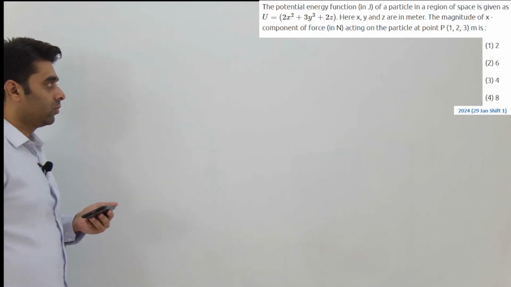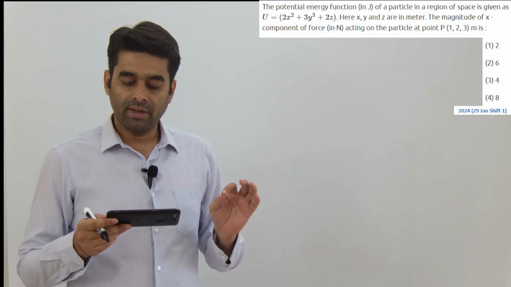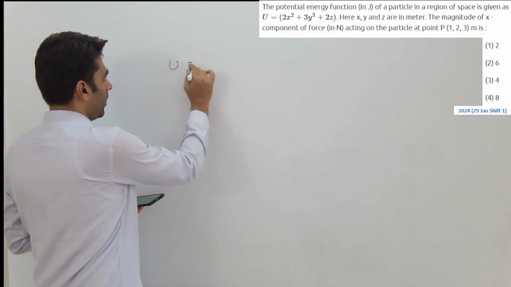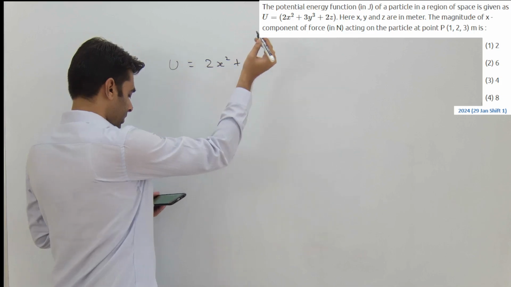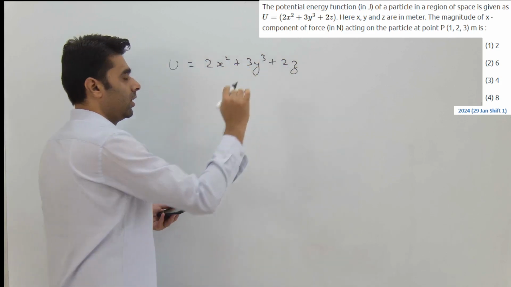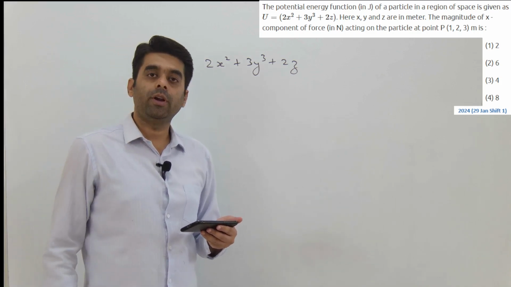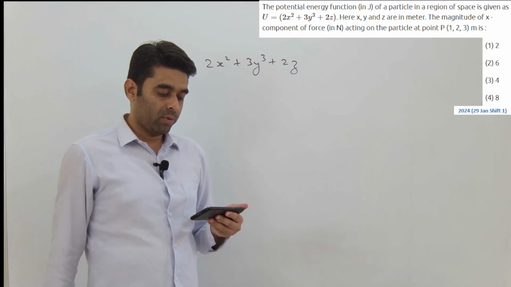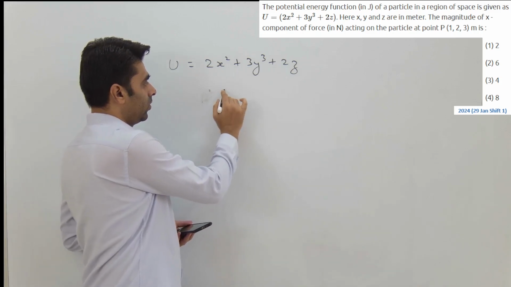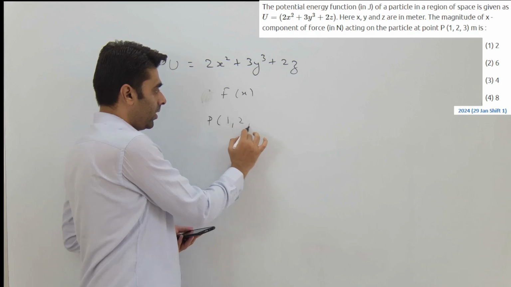So the third question says the potential energy function of a particle in a region of space is given as U equals 2x square plus 3y cube plus 2z. This is the potential energy given to us. Here x, y, z are in meter. The magnitude of the x component of force acting on the particle at point 1, 2, 3. They are asking us the x component of force at point 1, 2, 3.